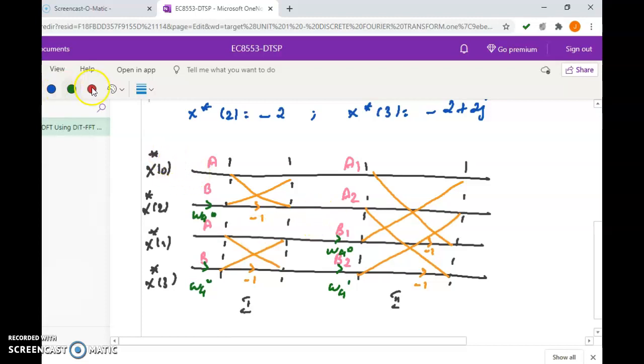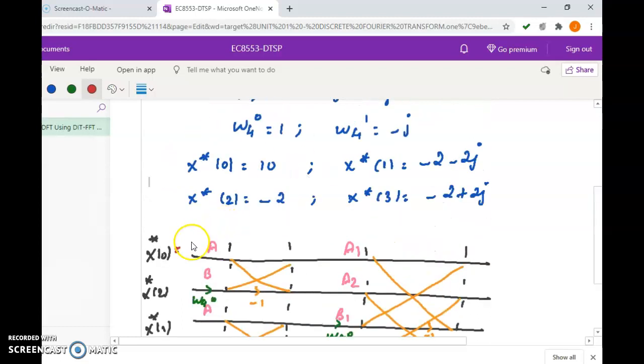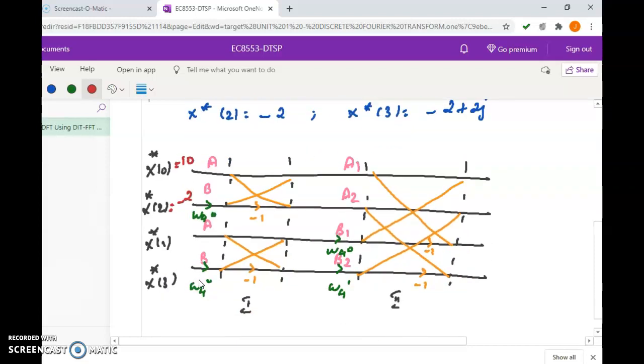Then the data: X star of 0 here is 10. Then X star of 2 equals minus 2. Then X star of 1 is equal to minus 2 minus 2j. And X star of 3 equals minus 2 plus 2j.